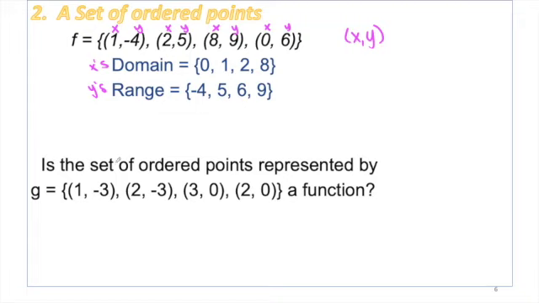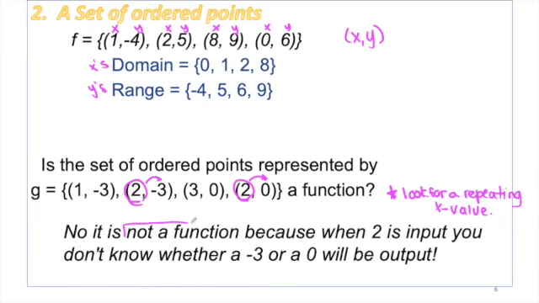And then this one says, is this set of ordered pairs represented by G equals {(1, -3), (2, -3), (3, 0), (2, 0)} a function? So again, just look for a repeating x value. And if there is a repeating x value, then you know it's not going to be a function. So 1, nope, we're good with 1s, 2. Then 3, oh, there's a 2 again. So if you look at 2 and 2, its output would be -3 or it would be 0. So it is not a function, again, because when you have the x value 2, and that's your input, you don't know whether -3 or 0 will be the output, okay? So same as the table of values, you're going to look for a repeating x value, and if you have a repeating x value, then your output is going to be different, and it is not going to represent a function, okay?